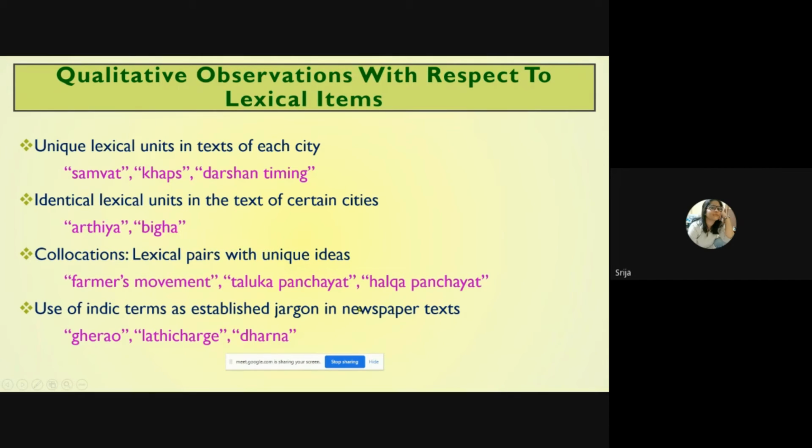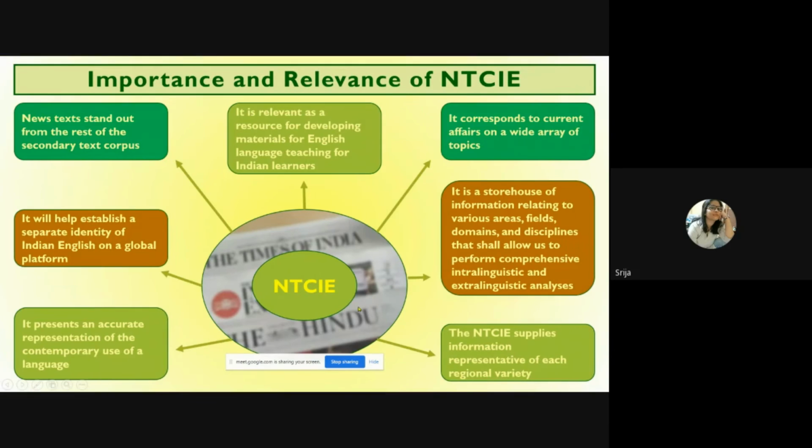Okay, so the next one is the importance and relevance of NTCIE. So, what is the significance of our corpus? I have listed 7 different points here. The first is news texts stand out from the rest of the secondary text corpus, like business letters or academic journals. They are a more comprehensive collection of data.